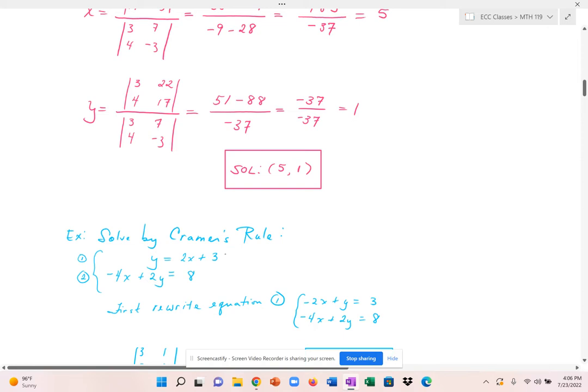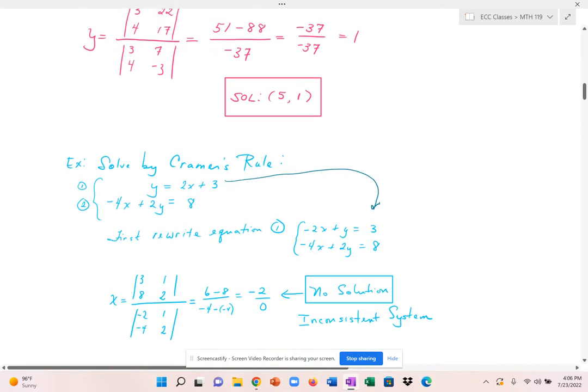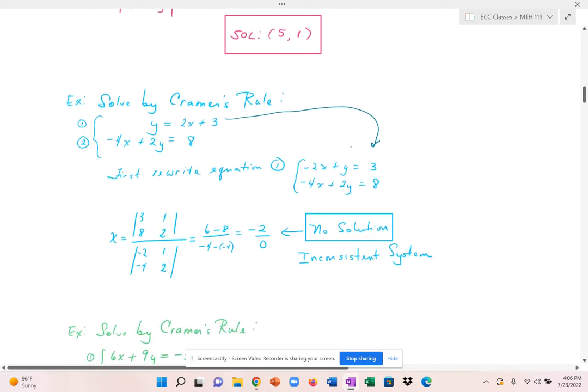Your x's and y's have to be on the same side and your constant on the other. So that's the first thing I did. I rewrote that first equation as negative 2x plus y equals 3. And now I can pick up my matrices. The denominator will be negative 2, 1 in the first row, negative 4, 2 in the second row. And in my numerator, the constants replace the first column. Otherwise, the second column should look the same as below.